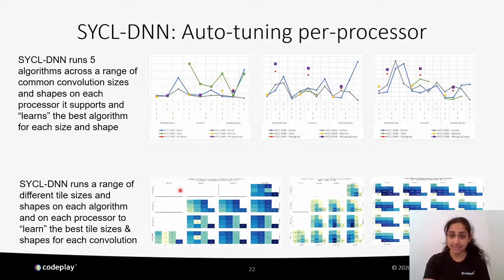After we know which is the best algorithm for a particular processor, we can go one step ahead and run a range of different tile sizes and shapes on each of these algorithms that we have chosen for these processors, and we can learn the best tile sizes to extract more performance from the processor, even more than choosing the correct algorithm for that processor. By doing this, for a given processor, we can determine which is the best algorithm and then go one step ahead and say which is the best tile size for running that particular algorithm.